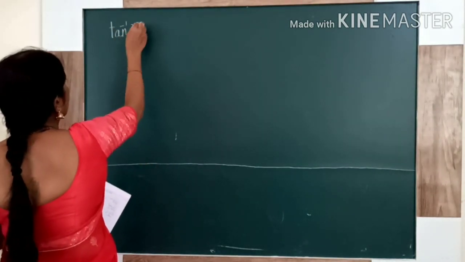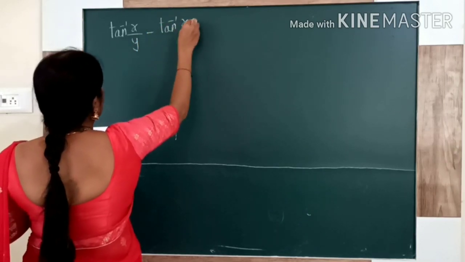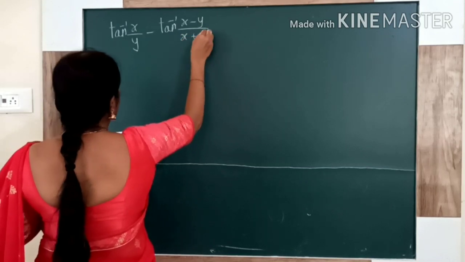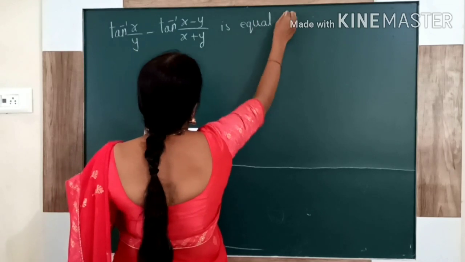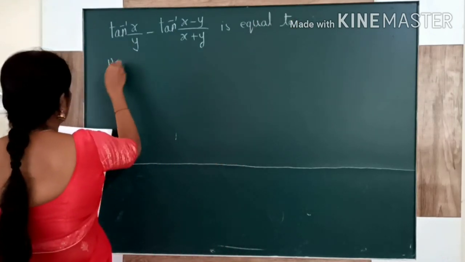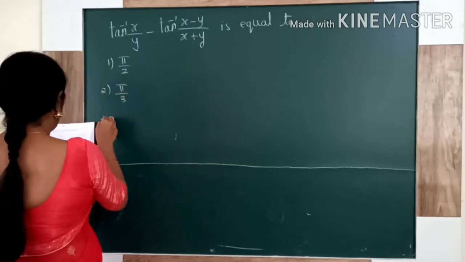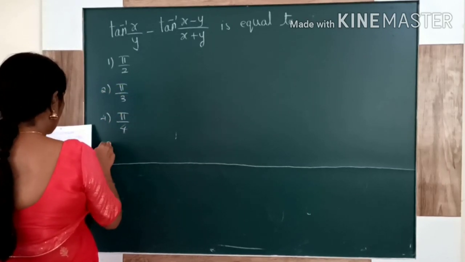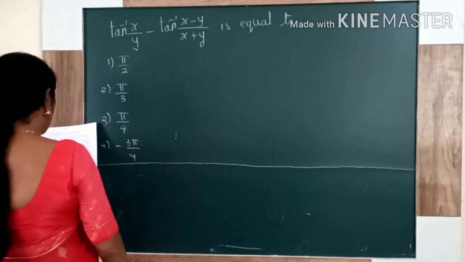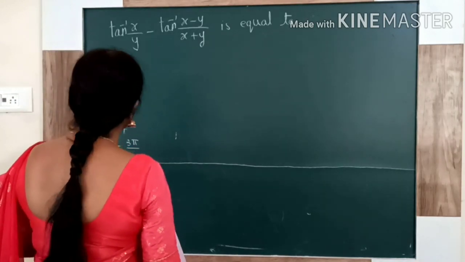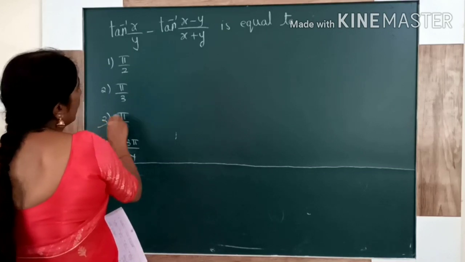Next, tan inverse of x upon y minus tan inverse of (x minus y) upon (x plus y) is equal to: first one pi by 2, second one pi by 3, then pi by 4, then minus 3 pi by 4. So this is the standard result. You can use this standard result for CET and the answer is pi by 4.